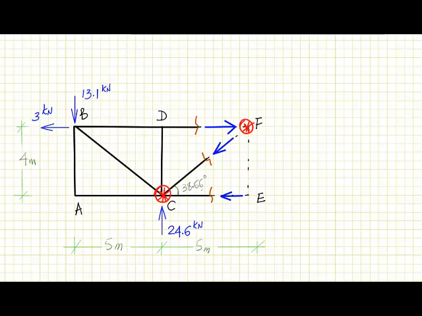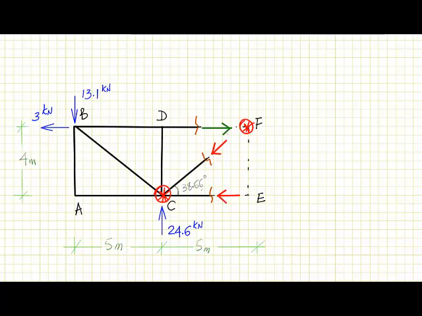Before we start the calculation, it is important for us to assume directions for the forces. As we have learned, a force that goes away from the structure is tension. So I say this is a tension force, and we assume this force is going towards the structure, so this is a compression force. And let me assume this force also is going towards this structure, and this is also a compression force.